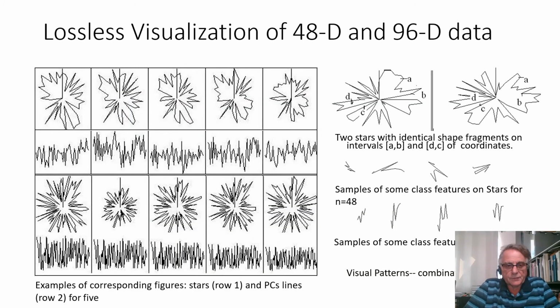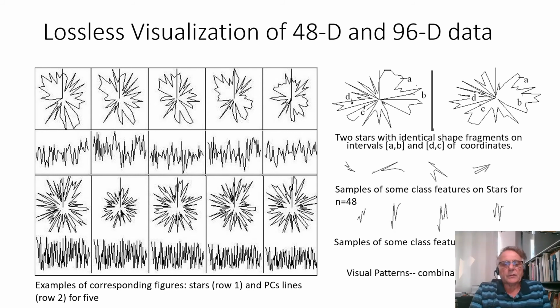This example illustrates lossless visualization of 48 and 96 dimensional data and humans' abilities to discover patterns in such high dimensional data represented with the proposed combination of radial coordinates and shifted paired coordinates, which I defined and explained above.